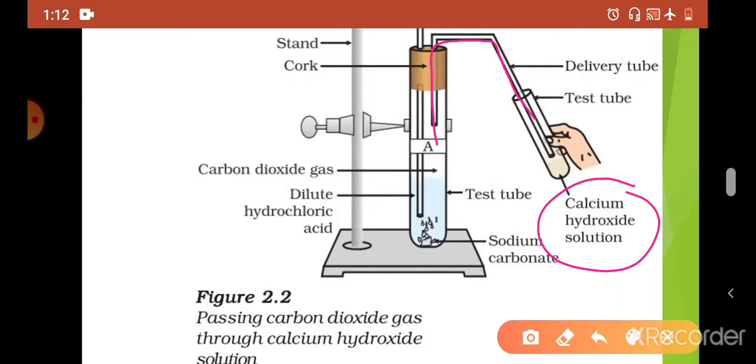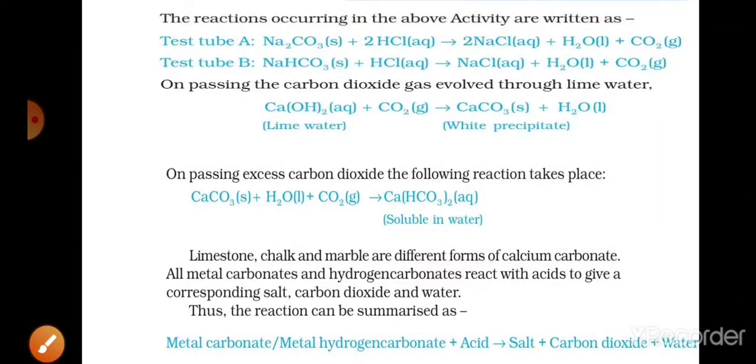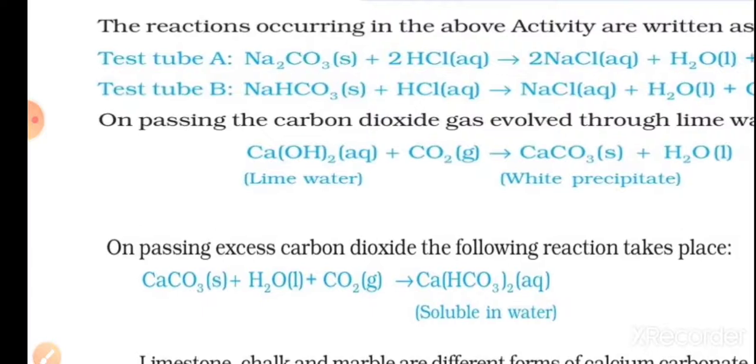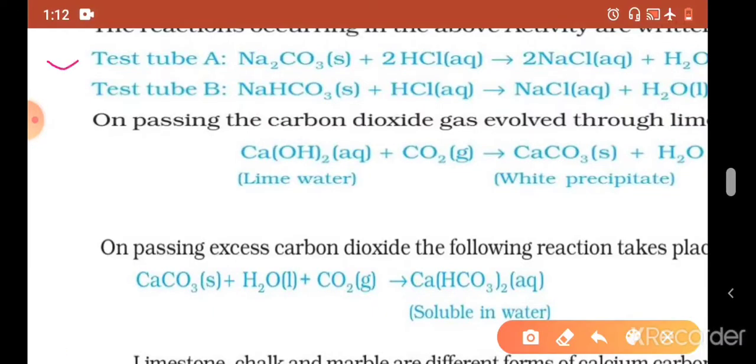So we will see the reaction in the next slide. Remember the reactants, which are sodium carbonate, Na2CO3, and dilute HCl, and we are going to write the products. Next slide. Here, if we zoom in, the reaction occurring in the above activity is written. Test tube A and test tube B are mentioned because in A, Na2CO3, sodium carbonate, was taken. We can repeat the experiment with another test tube which contains NaHCO3, that is sodium bicarbonate.